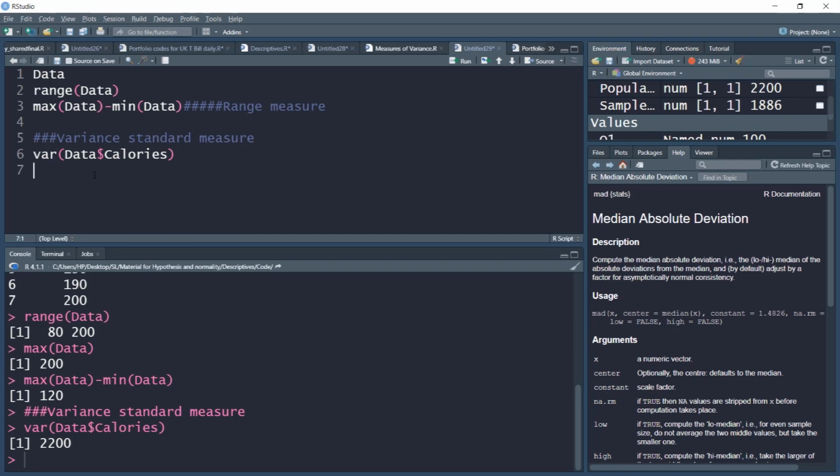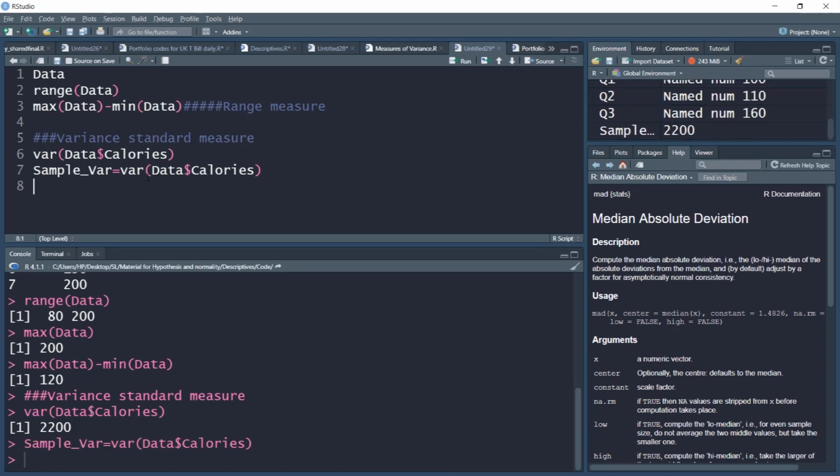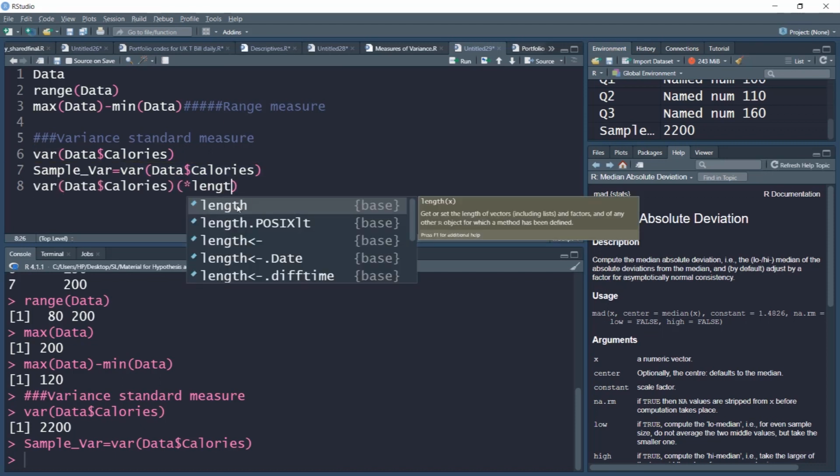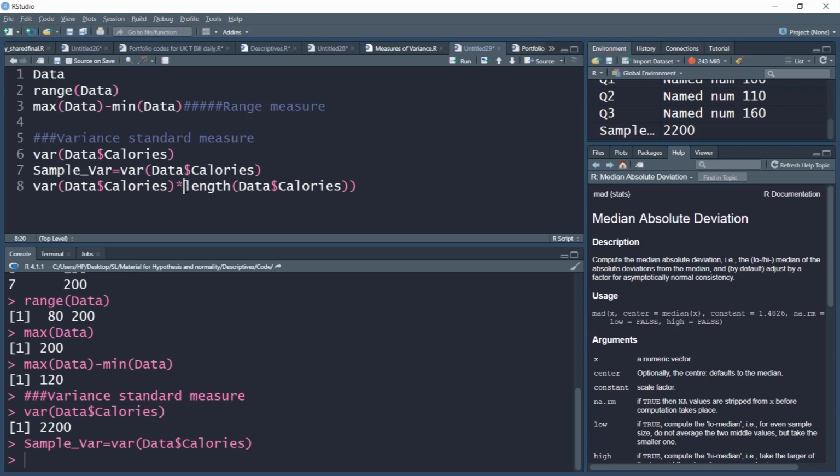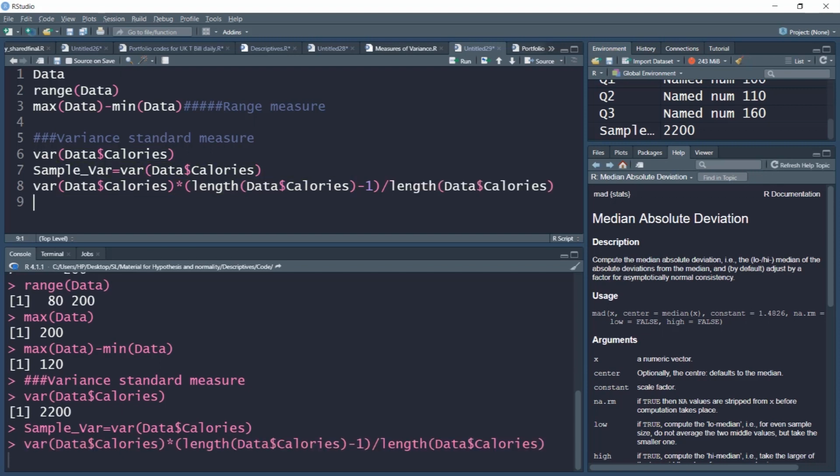But please notice, this is the sample variance. So this is my sample variance. In order to compute the population variance from this data, I need to multiply it by its denominator, that is length minus 1, and divide it by the length of the data. This will result in the population variance.